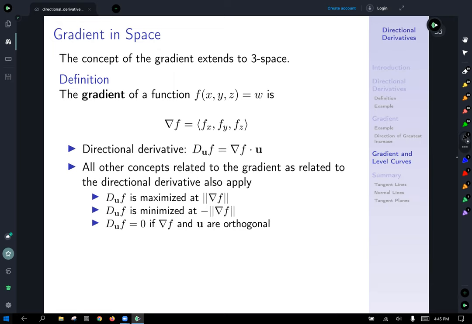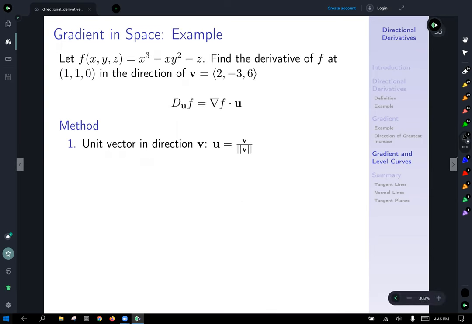And then the directional derivative, that formula still stands. The directional derivative of f in the direction of u is the gradient dotted with u. And all the other concepts that we talked about, like the maximum value of the derivative is equal to the magnitude of the gradient, and things like that are also pertinent in three space. So let's do an example.